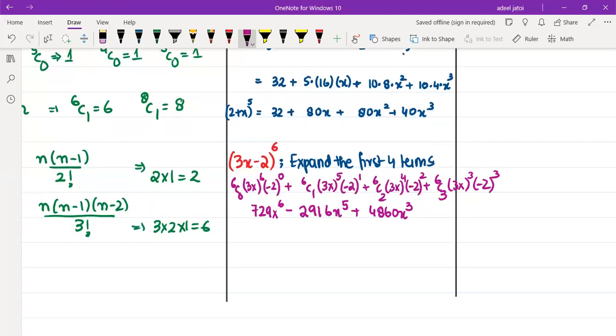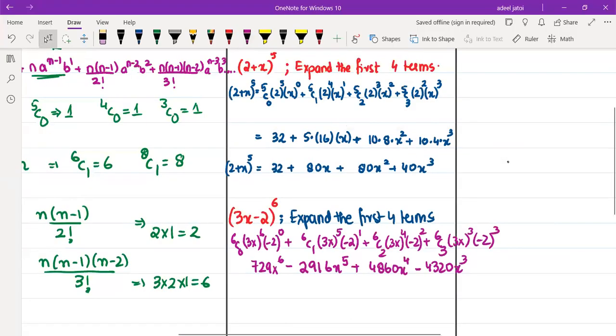The answer for 6C3 is 20. We have 3 cube, which is 27, and minus 2 to the power 3 is minus 8. So the answer for this is negative 4320x cube. Here we will be writing down 4860x to the power 4. So this is the answer for the expansion of the first 4 terms of (3x minus 2) to the power 6.